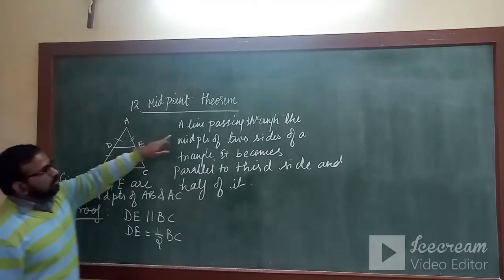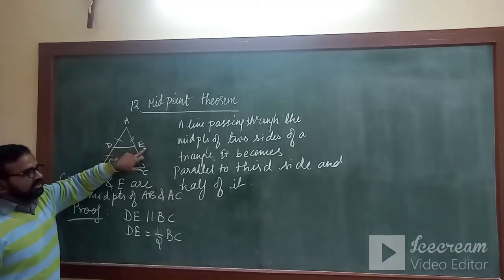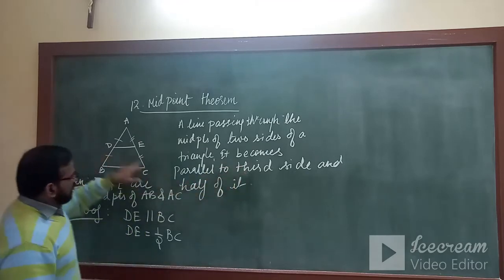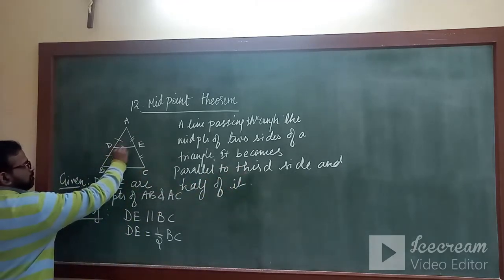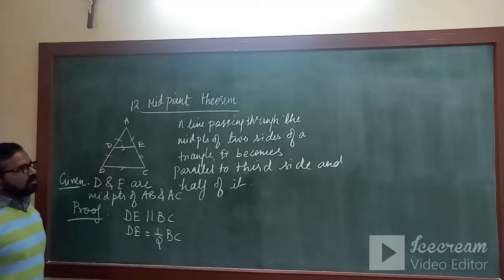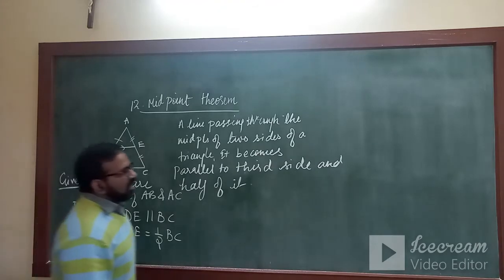A line passing through the midpoints of two sides, that means any two sides, then it becomes parallel to the third side, so it becomes parallel to BC and its value is half of BC. Okay, so this is known as the midpoint theorem.